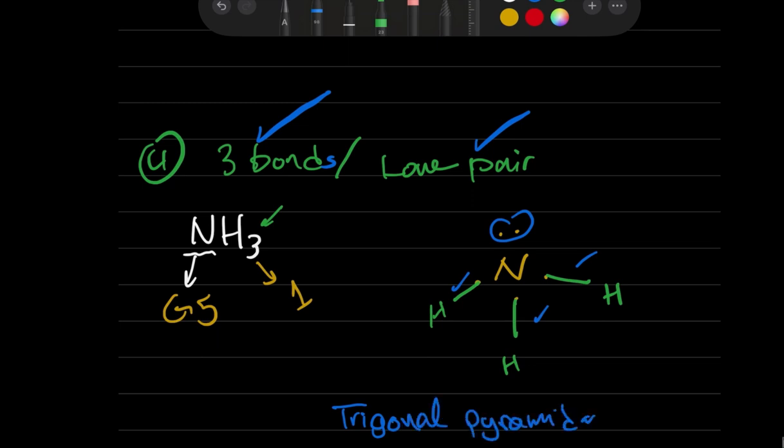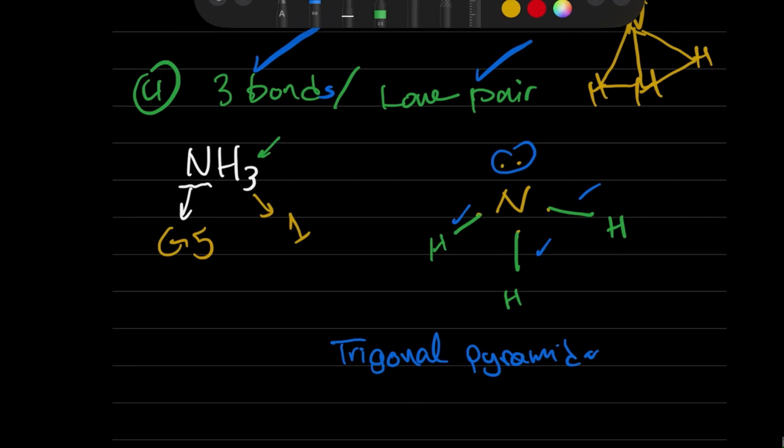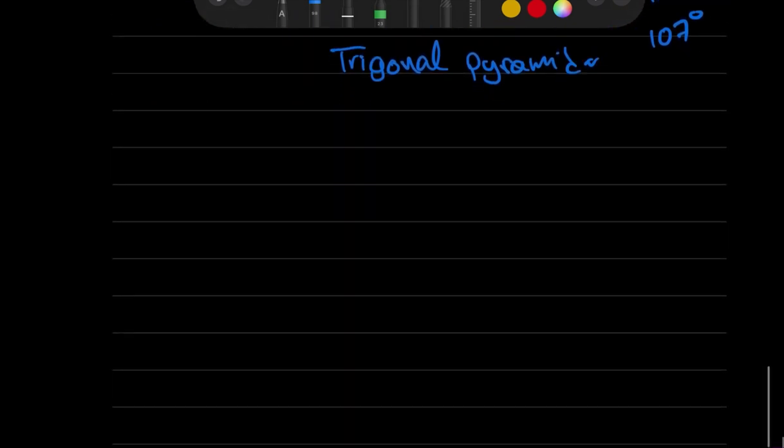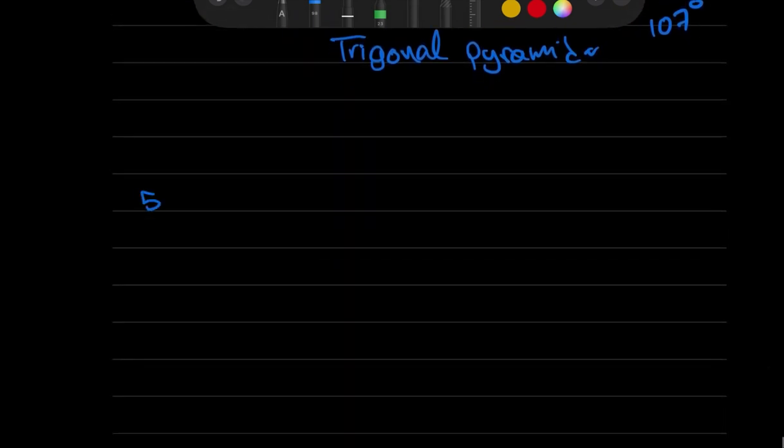Okay, and by the way, it looks like a pyramid in which we have something like this. Yes, in which we have N, here we have hydrogens, you can see. You can imagine that if you use your power of imagination. And if you ask yourself about the angle between hydrogen, nitrogen, hydrogen, in the ammonia molecule, it's 107 degrees.